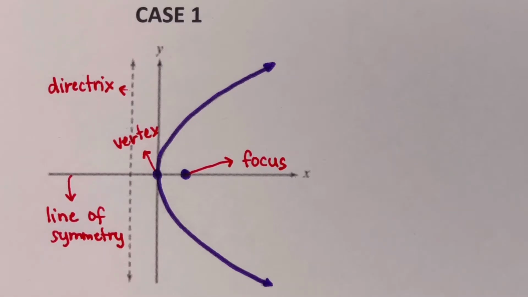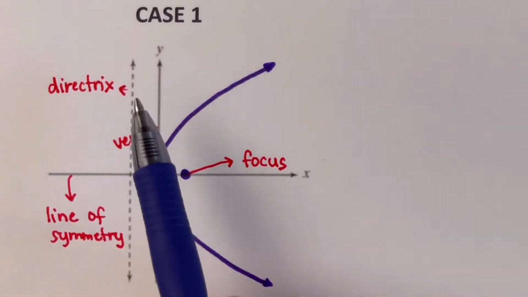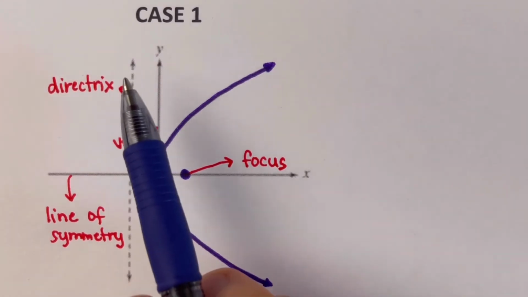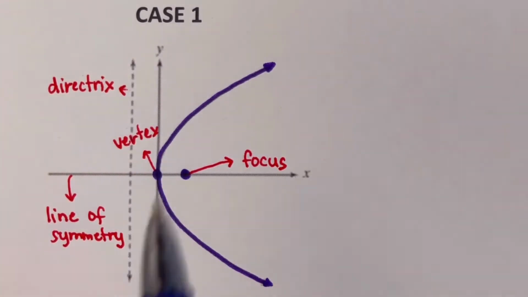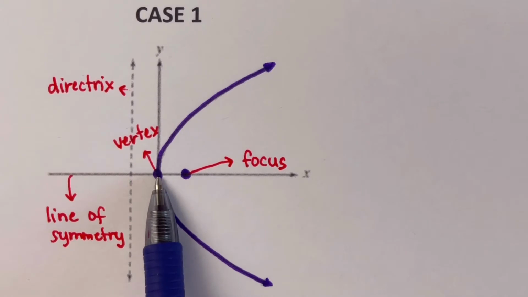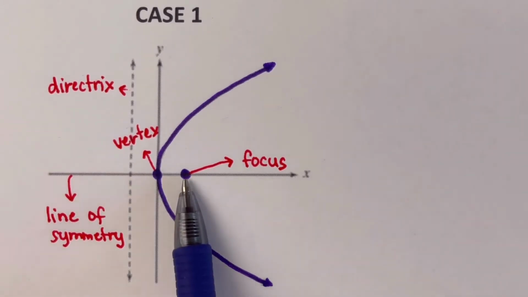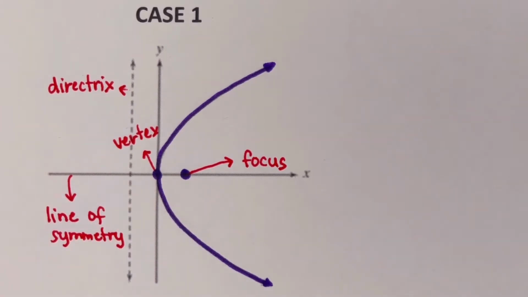These are the parts of every parabola. The first one is the directrix, which is represented as a broken vertical line right here. And this is the vertex. Again, our vertex is at the point of origin (0, 0). This is the focus, and this is the line of symmetry.